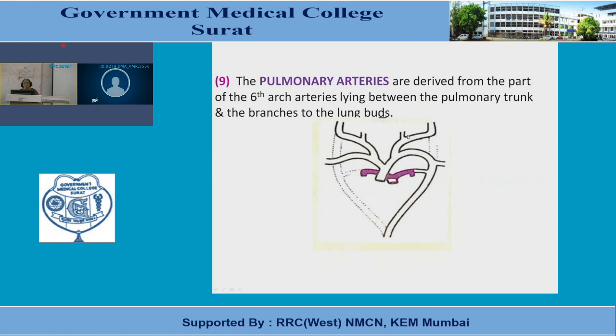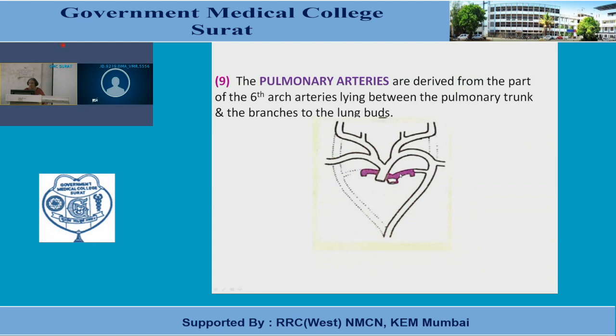You can see this is the third arch artery. This is the fourth arch artery. This is the sixth arch artery. Okay. Now the sixth arch artery lies between the pulmonary trunk, this is the pulmonary trunk, and the branches to the lung bud. So these are about the pulmonary arteries.